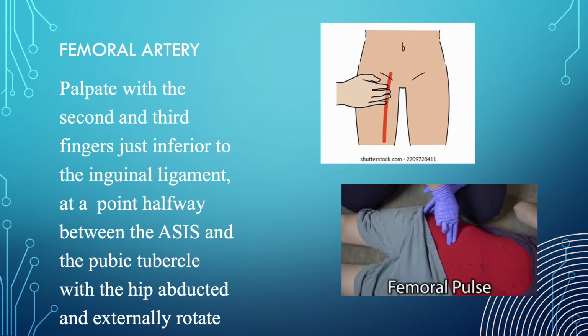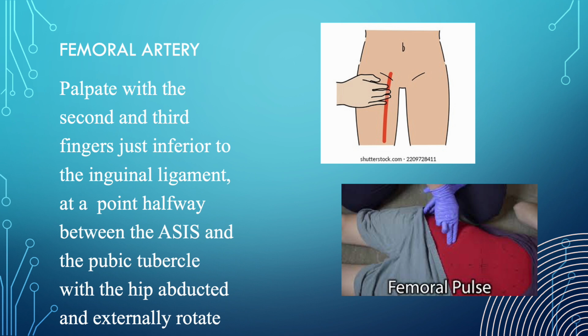Our femoral artery lies within our femoral triangle, but how we find this is we want to find our ASIS, or that hip bone that kind of steps out. You can either have the patient find their pubic tubercle, or you can just picture where it's located. We do not want you to palpate that. And then the femoral artery is going to be about halfway between those two spots. When our hip is abducted or out to the side a little bit and externally rotated, it makes it a little bit easier to find.